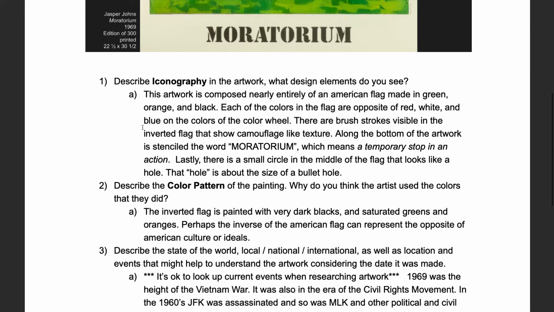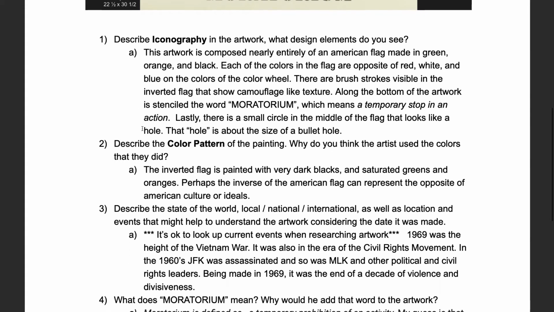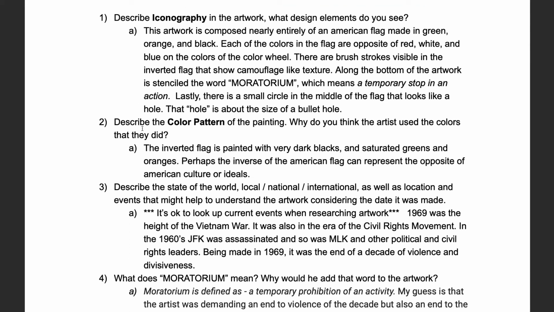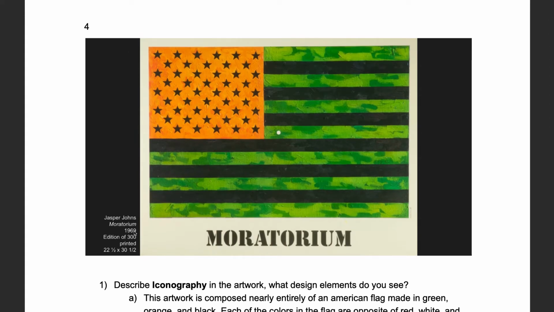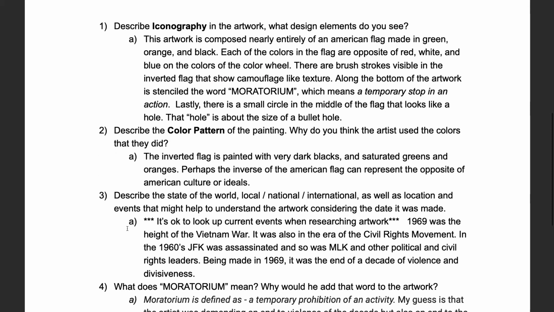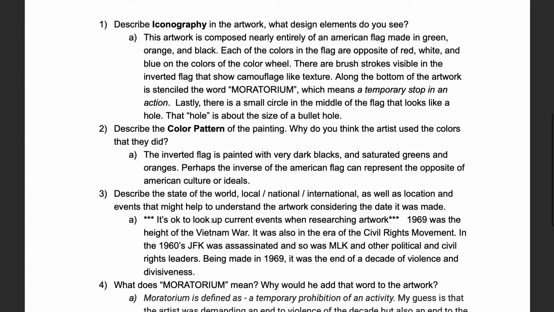I wanted you to describe the state of the world, local, national, international, as well as location and events that might help to understand the artwork considering the date it was made. 1969. What was happening in 1969? The Vietnam War was happening in 1969, among other things. It is okay to look up current events when researching artwork. That means jump on your computer, jump on your phone, and look it up. 1969 was the height of the Vietnam War.